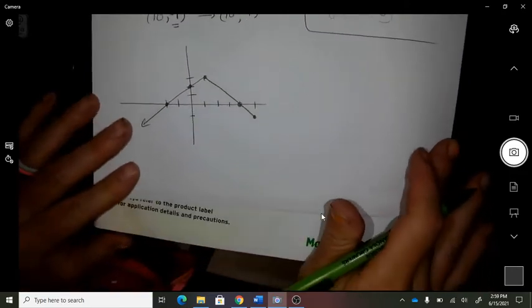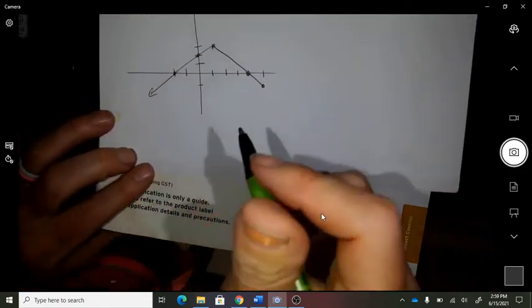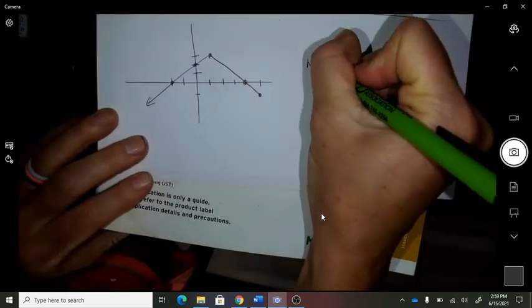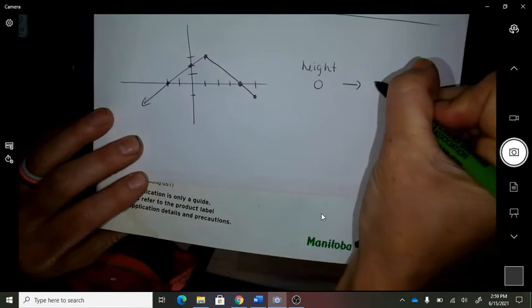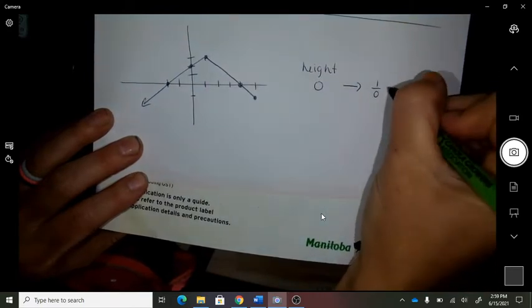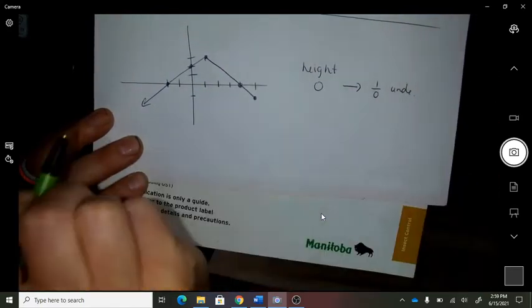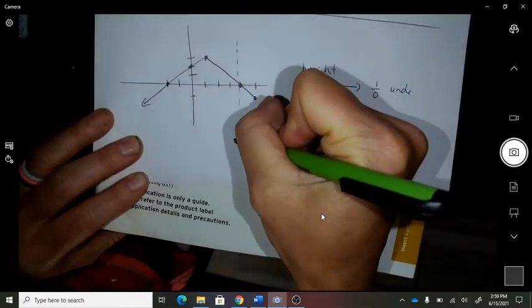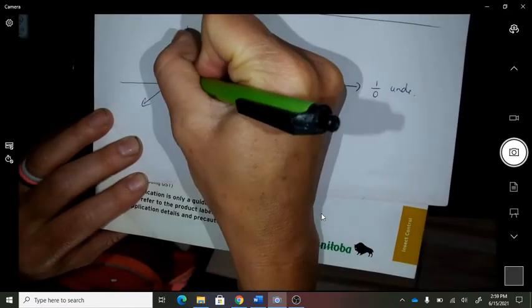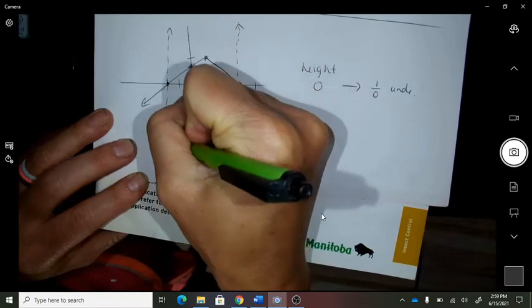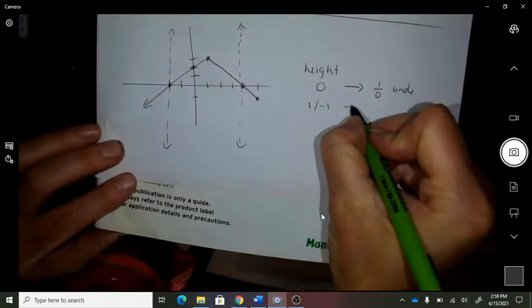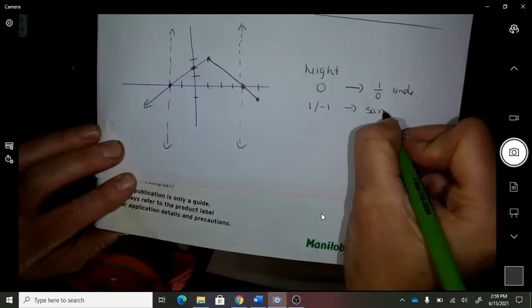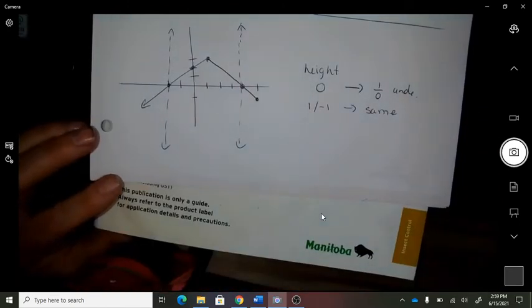Okay, so here's my graph. I'm going to do the reciprocal of it. So step 1, if the height is 0, the new height is undefined. So now we do an asymptote to represent that. Okay, next, if the height is 1 or -1, sorry, it will stay there.